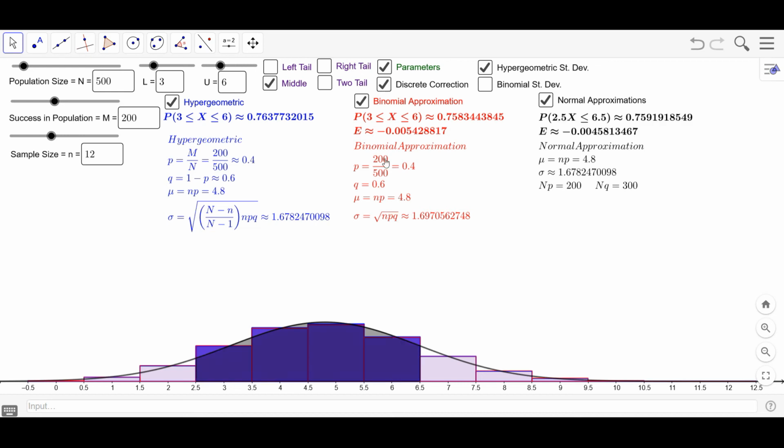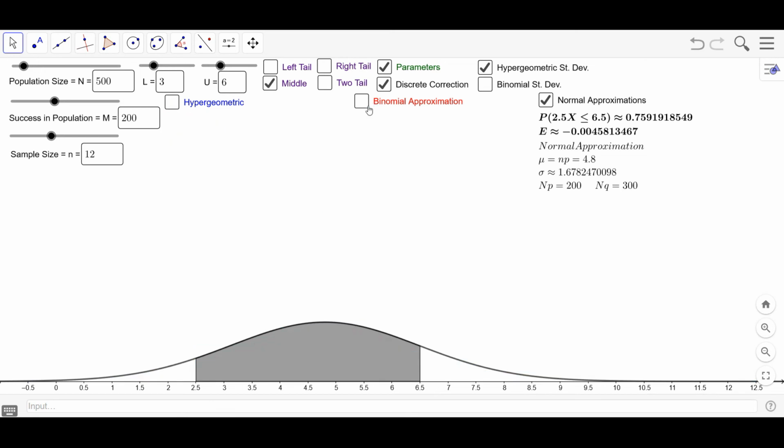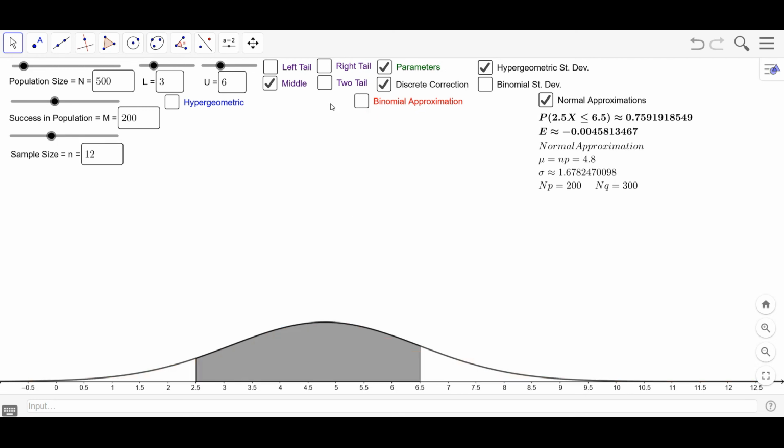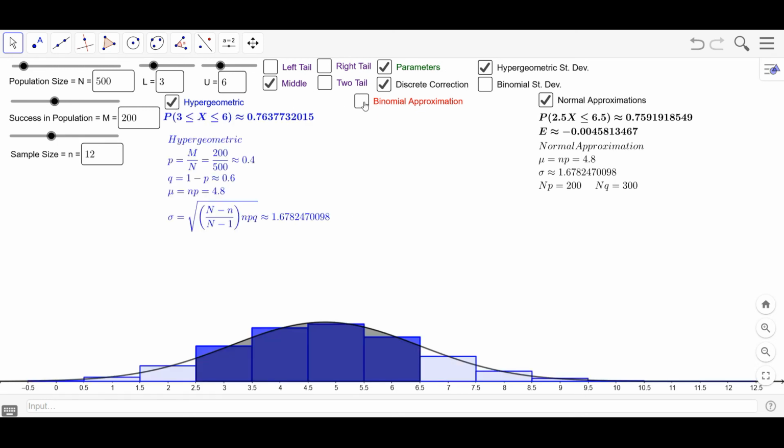But if we include the discrete correction, it takes the lower one down to include things that round off to 3, and the upper one up to things that round off to 6. So we're actually going from 2.5 to 6.5 on the normal approximation. You can see that shaded here. If you just do the normal by itself, there it is. If you want to see it with the binomial or with the hypergeometric, these errors consider the hypergeometric as the actual one, figuring them out compared to it.